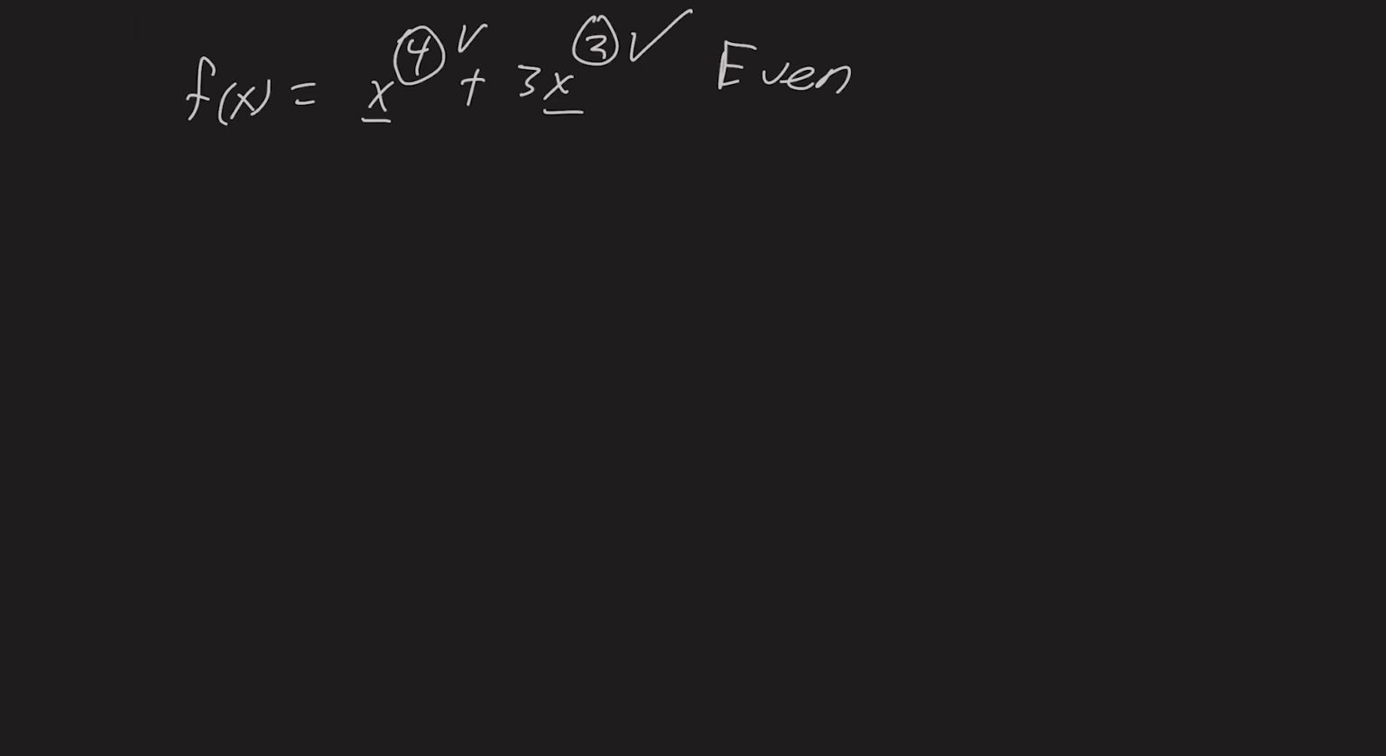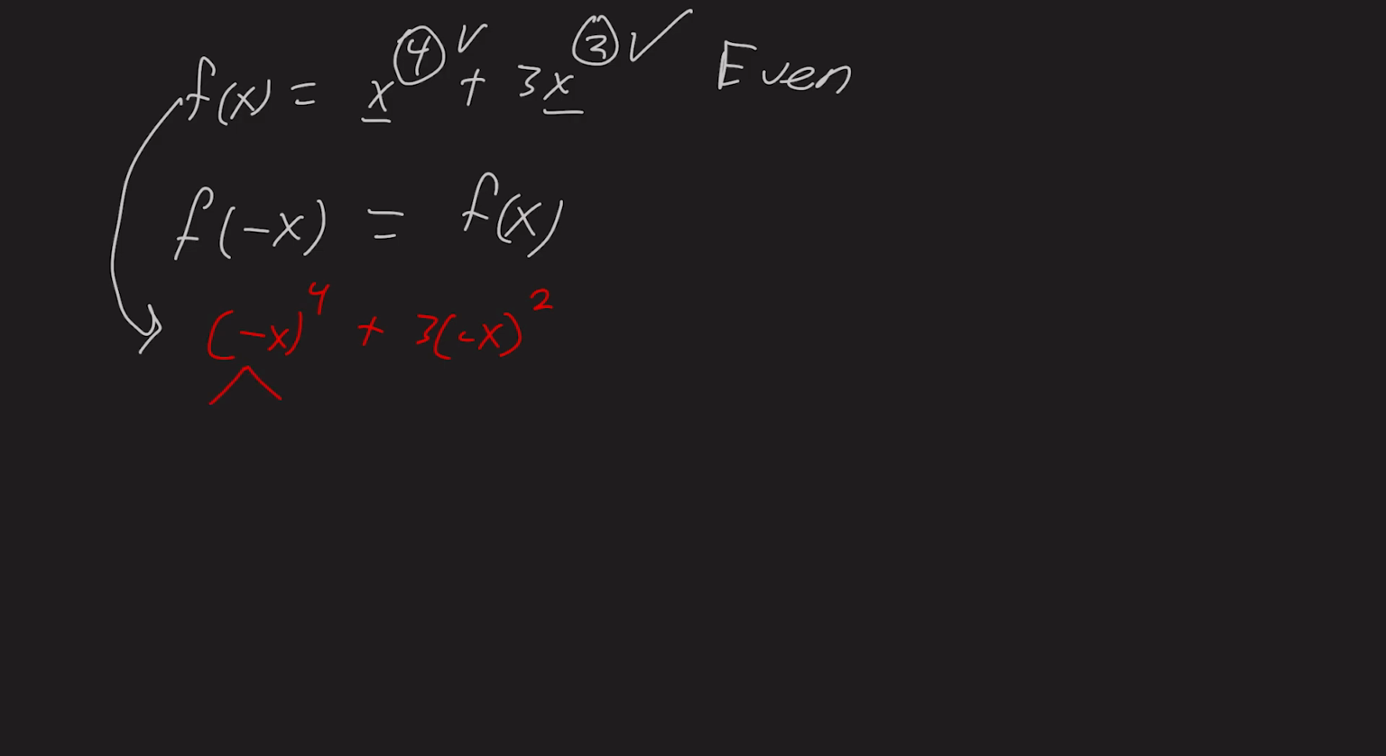But if we want to really prove ourselves or show work, if your teacher wants you to do that, you can say that the condition for a function being even is that f of negative x equals f of x. So let's rewrite this function down here, but instead plugging in f of negative x. That's going to give us negative x to the fourth plus 3 times negative x squared. We know that whenever you multiply a negative by a negative, you get a positive. So I'm going to break this negative x to the fourth into negative x squared multiplied by negative x squared plus 3 times negative x squared.